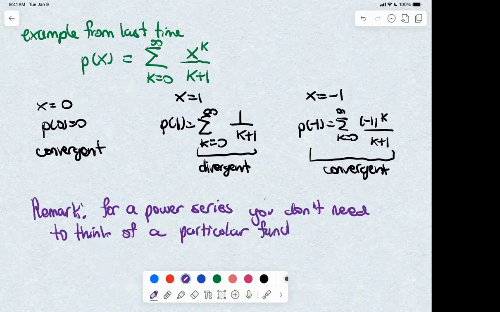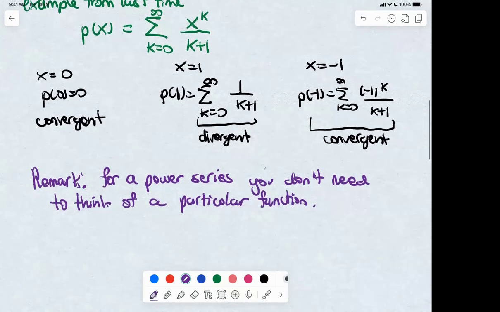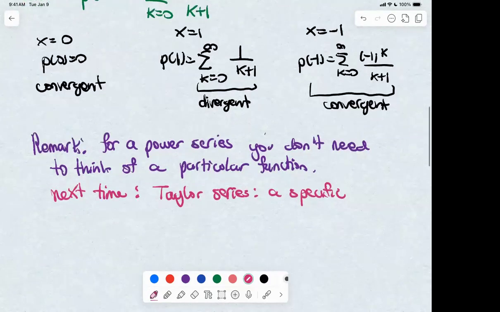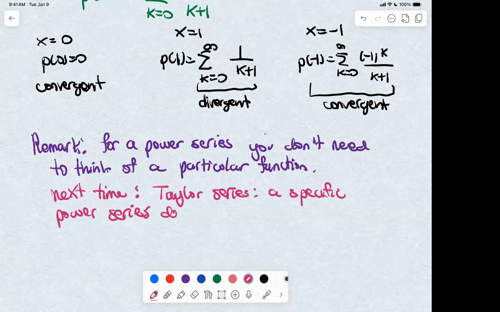Next time, we'll talk about the Taylor series, which is a specific power series, determined by a function. So the idea is you start with a function and you find its Taylor series, in a sense.